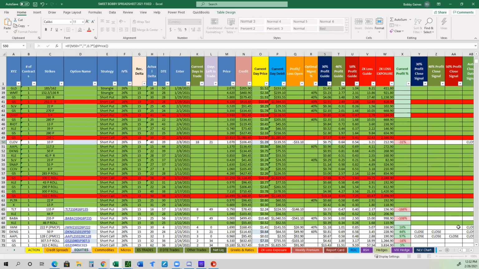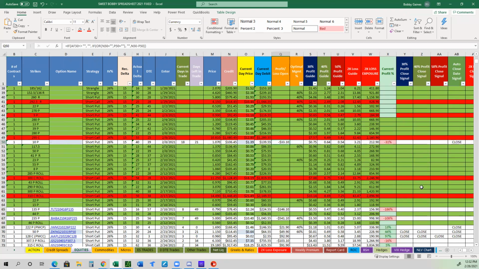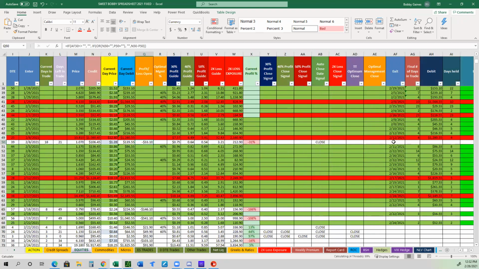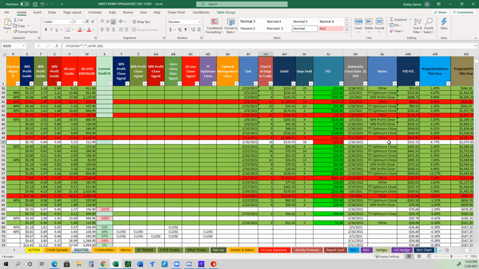So down $33 on that one. So let's go fill out the rest of it. We'll go here, and we closed out of it on the 26th, 21. And we'll take our little loss there. Call it other. And life is good.